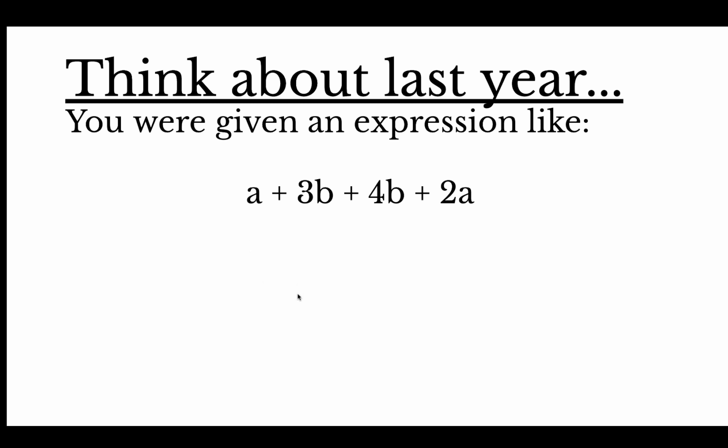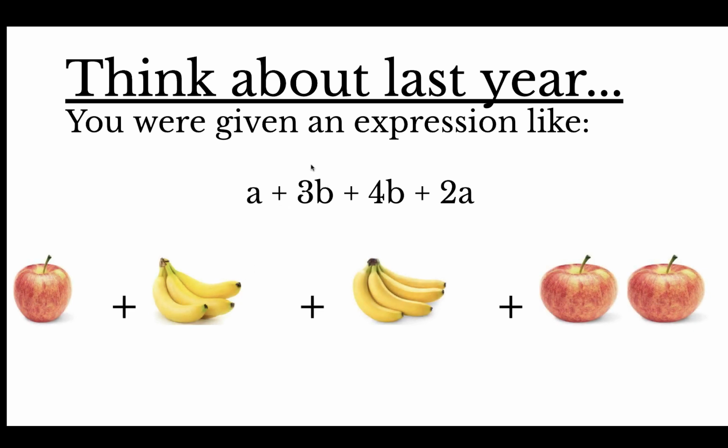So let's put pictures with this expression. Let's say A is for apple, B is for banana. So my A that starts right here represents 1 apple. I have 3 bananas. I'm adding 4 more bananas, and then I have 2 apples. Do you see how my picture expression down here matches my algebraic expression above?